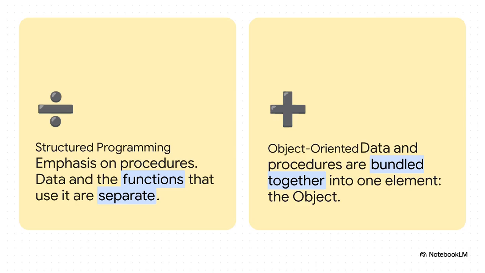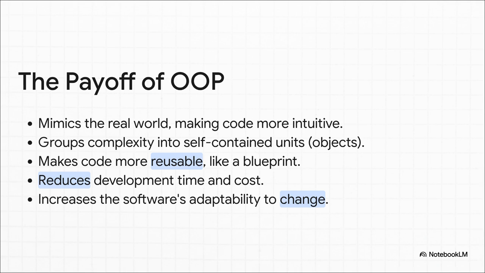Well, to really get the why, it helps to know what came before. In the old way of doing things, called structured programming, your data was over here, and all the functions that worked on that data were over there. They were totally separate. The huge, game-changing shift with OOP was to bundle the data and the functions that use it together into one clean, self-contained thing, the object.